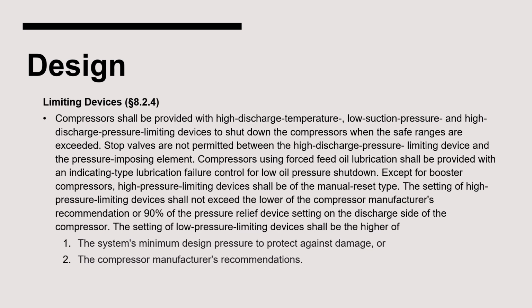Compressors must be provided with certain limiting devices, which include high discharge temperature, low suction pressure, and high discharge pressure limiting devices to shut down the compressors. Additionally, compressors should be equipped with a low oil pressure shutdown when using forced feed oil lubrication. It's important that the set point of the high pressure cutout does not exceed 90% of the pressure relief valve set point. Therefore, if a compressor relief valve has a set point of 250 psig, the high pressure cutout must not exceed 225 psig.